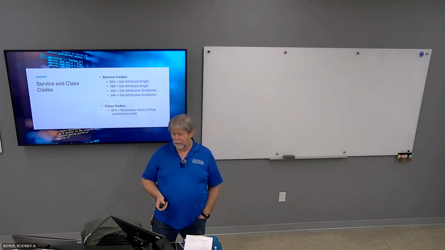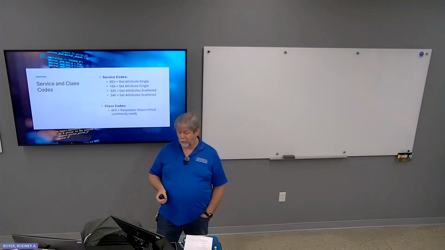Okay, service codes and classes. The four most commonly used are 0E, which is get attribute single. So if I want to read an attribute from my VFD, like what is the current output frequency going to the motor? 10, these are all hex values. 10 is set attribute single. So I want to say, hey, drive, I want you to run at this speed.